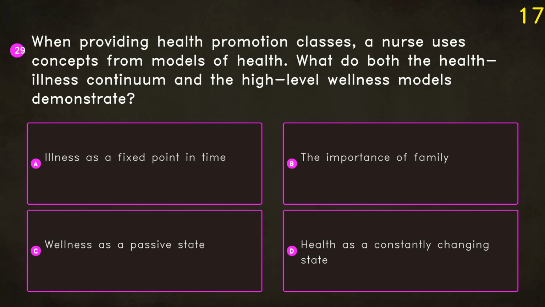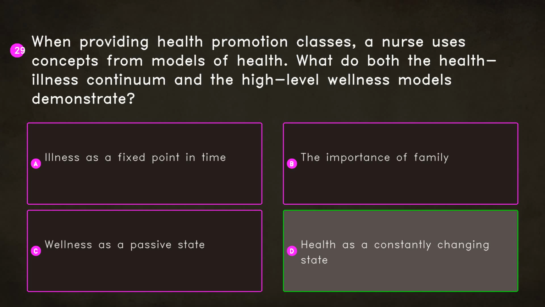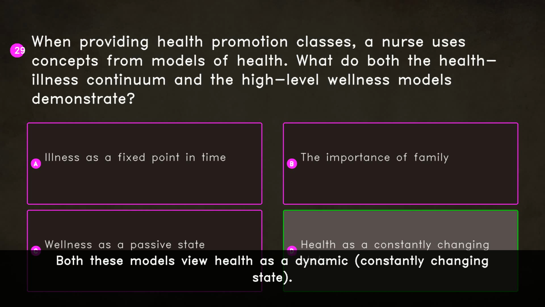Question 29. When providing health promotion classes, a nurse uses concepts from models of health. What do both the health-illness continuum and the high-level wellness models demonstrate? A. Illness as a fixed point in time. B. The importance of family. C. Wellness as a passive state. D. Health as a constantly changing state. The correct answer is health as a constantly changing state. Both these models view health as a dynamic, constantly changing state.